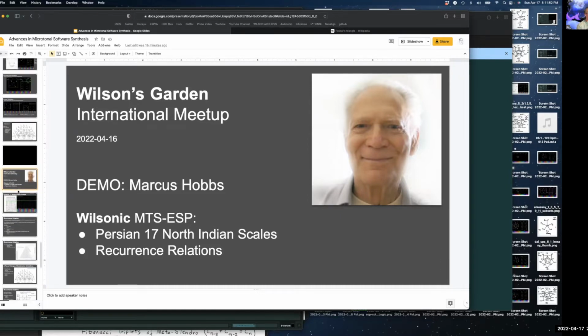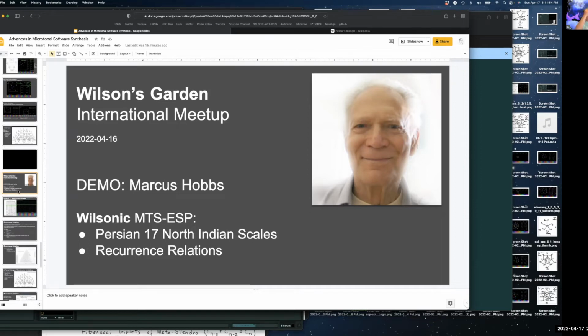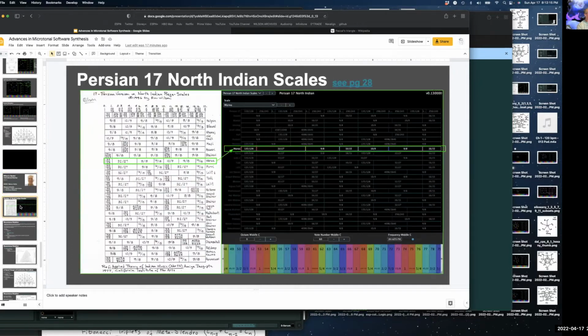So I'm just going to show you really fast the Persian 17 North Indian scales implementation in Wilsonic MTS-ESP. I'm not actually going to play so much in those because I want to get to recurrence relations, because I'm actually making this more powerful than the iOS app. So it's capable of implementing more of the things you want to do, including Irv's paper. So I'll just jump to this.